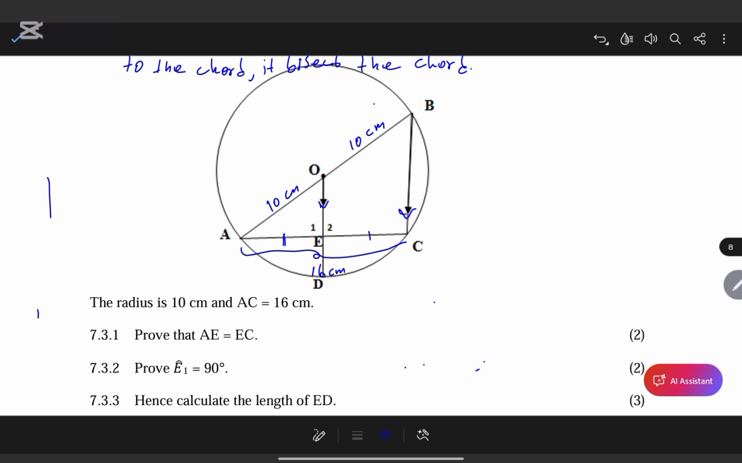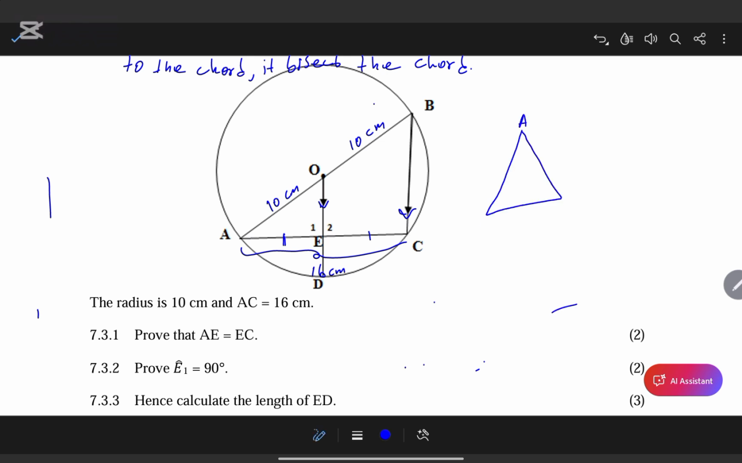Secondly, the converse of that theorem says a line drawn from the center perpendicular to the chord bisects the chord. Now this line is not perpendicular. Instead, it is parallel to the other side. Now what theorems have you learned that talk about a line being parallel to another side in a triangle? In grade 10, you learned about the theorem called the midpoint theorem and its converse.